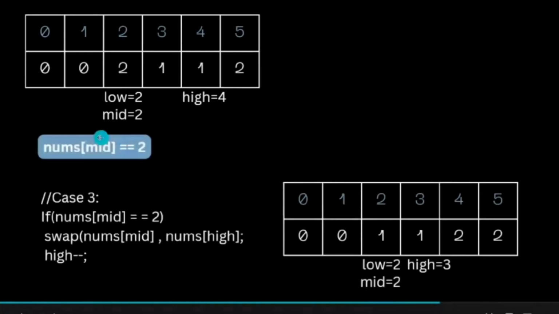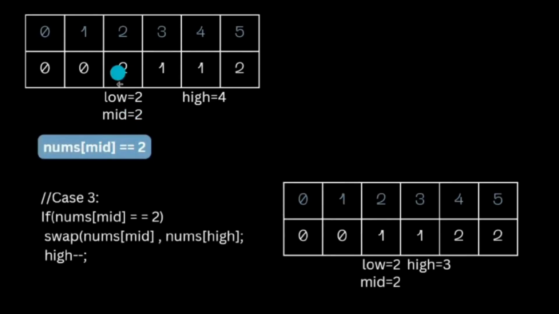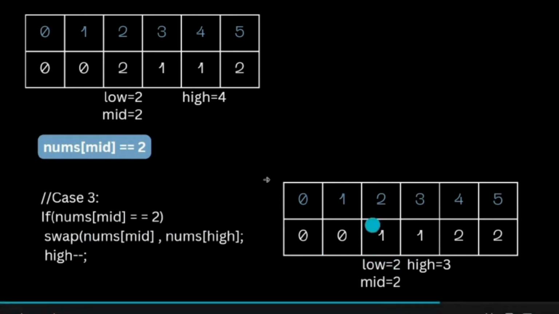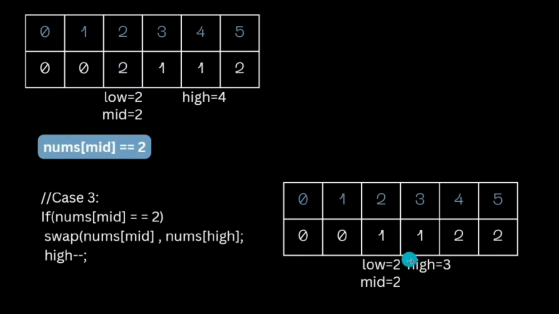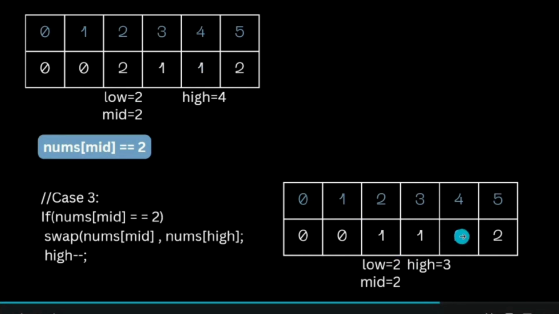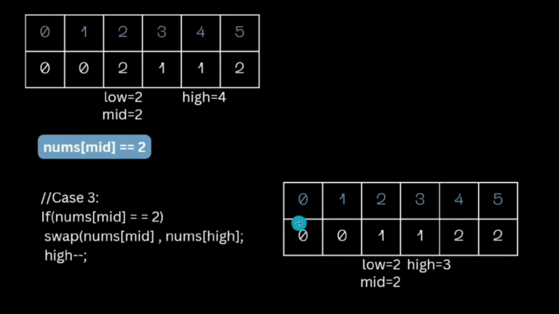Next we will check the mid value again, and this time it is 2. You can see mid is pointing towards the second index and it is 2. So this is case 3. We are getting 2, so we will swap mid with high and we will decrement high by 1. You can see mid 2 and high 1 are swapped, and high is decremented by 1. So you can see here 2 and 2, this is a sorted array. You don't have to worry about it. And similarly over here, the 0, 0 are at correct places.